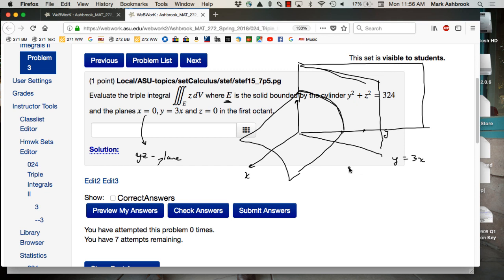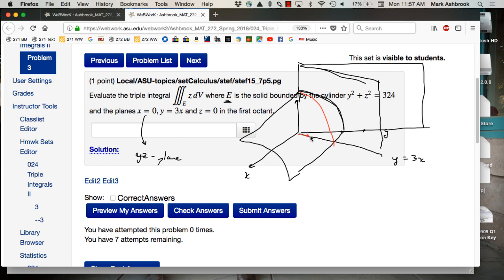Now, what is the solid bounded by all those things? The bottom of it is down here, right? That little wedge. The back of it is there. So what happens when y equals 3x cuts through this cylinder? What's that going to create? You see, that'll create an edge like this. That's the intersection of that cylinder and y equals 3x. So I think we've got it.